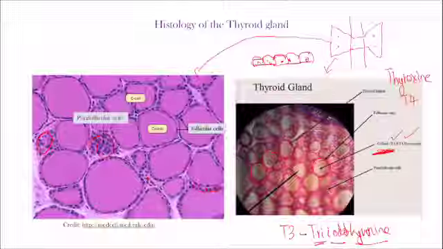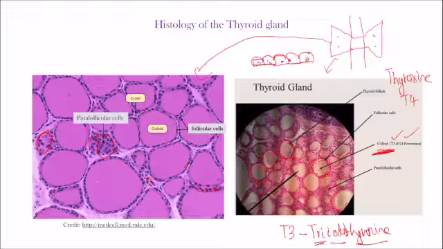This colloid contains thyroglobulin, which helps to store this thyroid hormone. That makes the thyroid the only endocrine gland that stores a large amount of hormone extracellularly. That means outside the cell. They produce it and keep it inside that follicle.